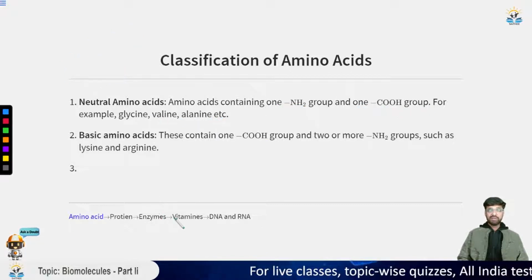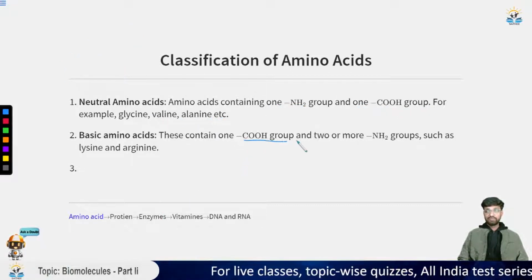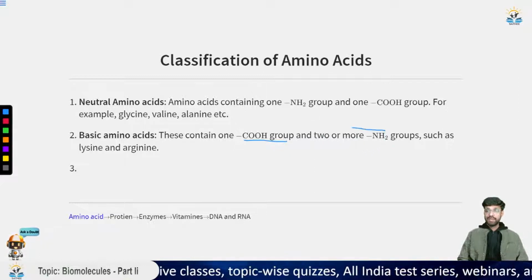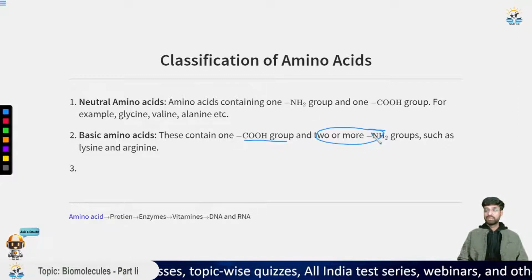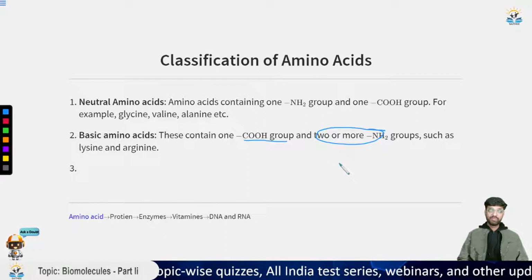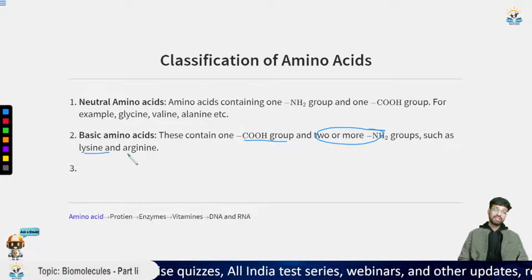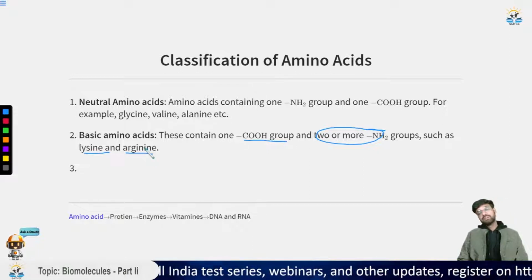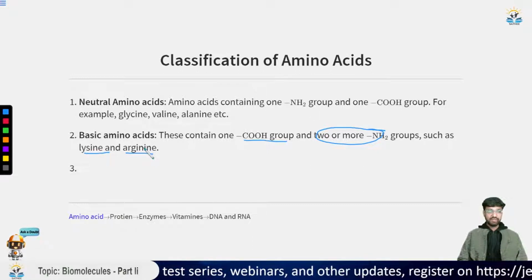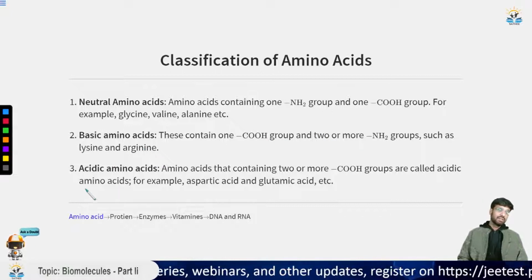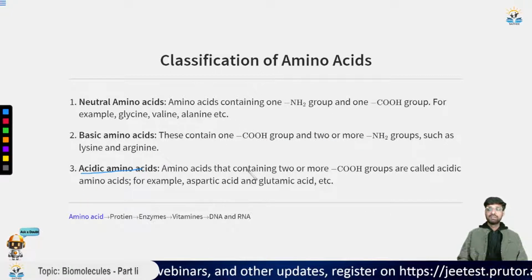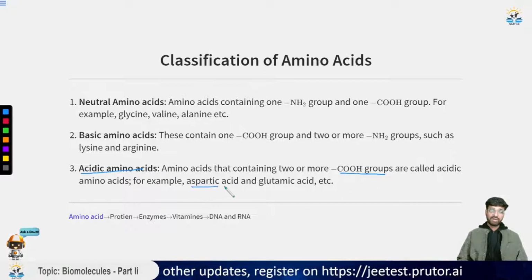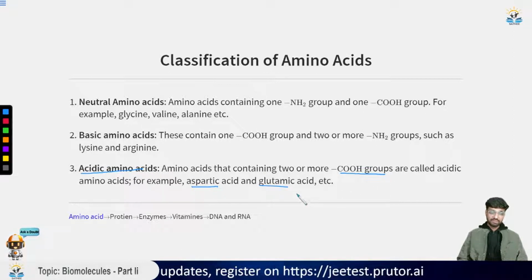Then we have the basic amino acid, which contains one COOH group and two or more NH2 groups. So we have the examples of lysine and arginine. We will see the structure of these amino acids in a later slide. I put up a table here so that you can get an idea of each and every structure. Last is the acidic amino acid, which has more COOH groups than NH2 groups. So the common examples are aspartic acid and glutamic acid.